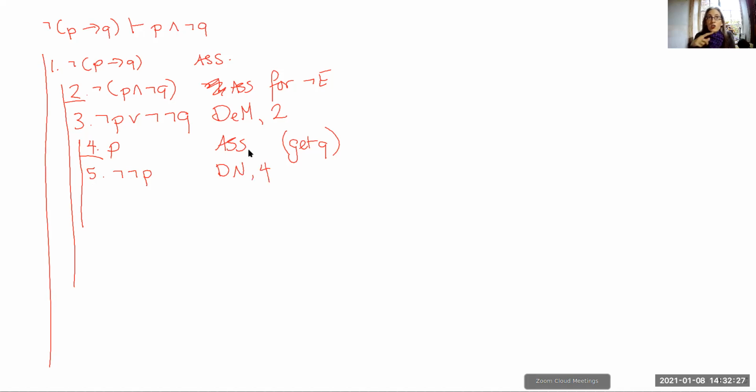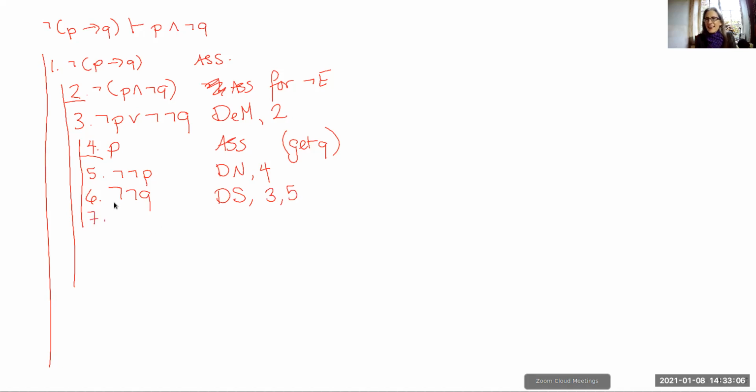Now here, I'm applying it directly to line 4, so I'm applying it to the entire formula. I mean, P is an atom. It doesn't have any subformulas other than itself. But once I've got not not P, well, this is the negation of not P. Not P is one of our disjuncts in this disjunction. This means that if either not P or not Q is true and not P is true, so it's not the one on the left, it has to be the one on the right. This is disjunctive syllogism using lines 3 and 5.